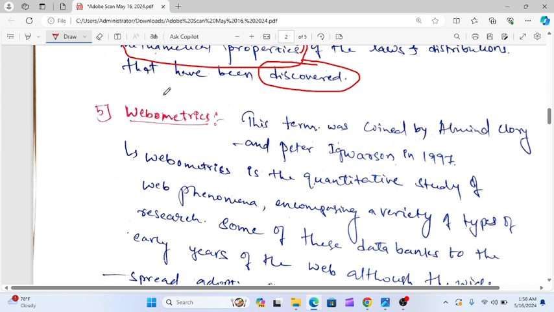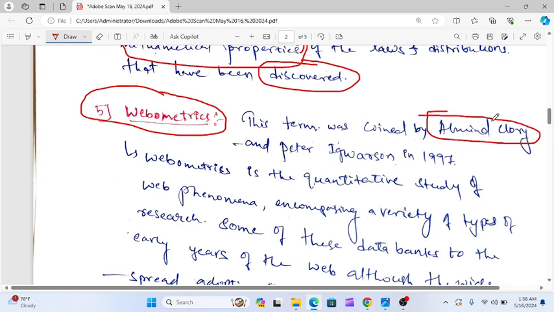Okay, and the fifth one is webometrics. This term was coined by Almind and Ingwersen, Peter Ingwersen, in 1997. Note it. Sorry, the webometrics term question has come in the UGC NET. Almind and Peter Ingwersen, 1997.